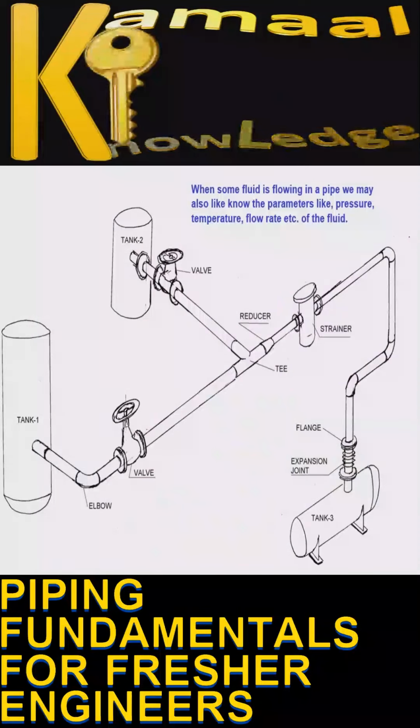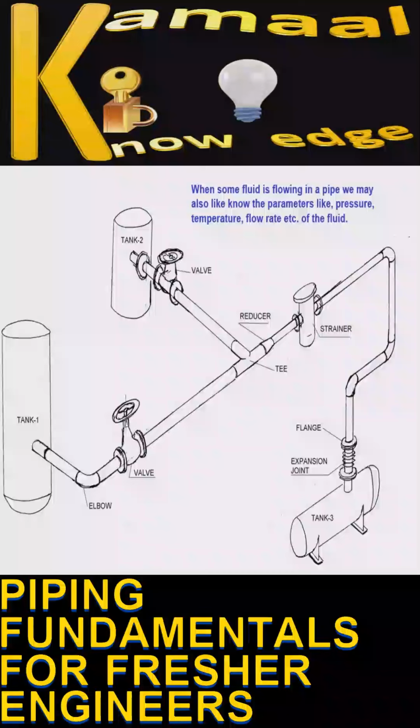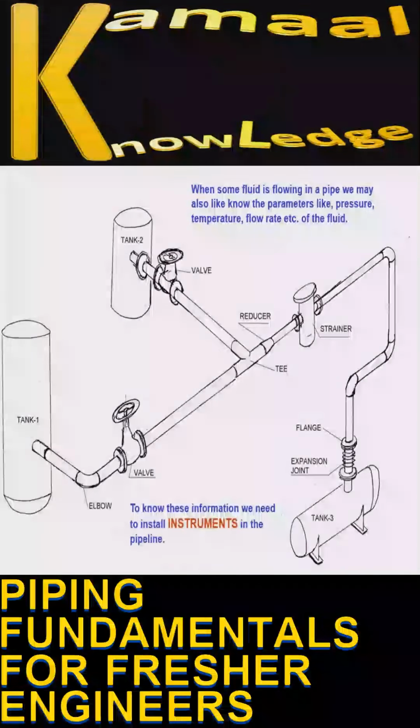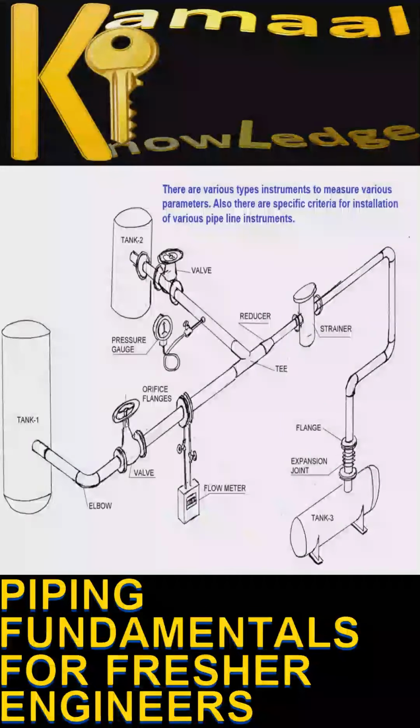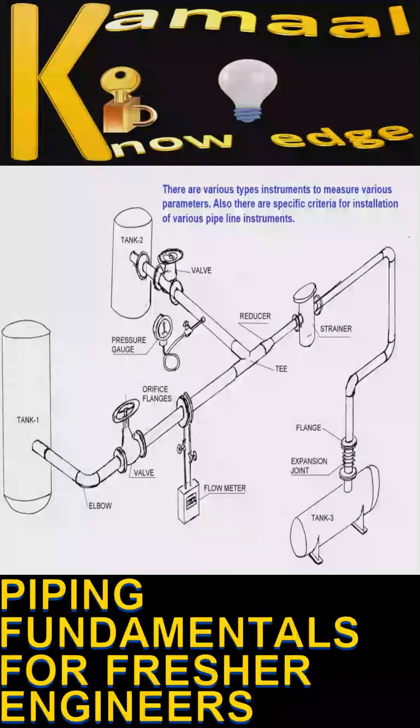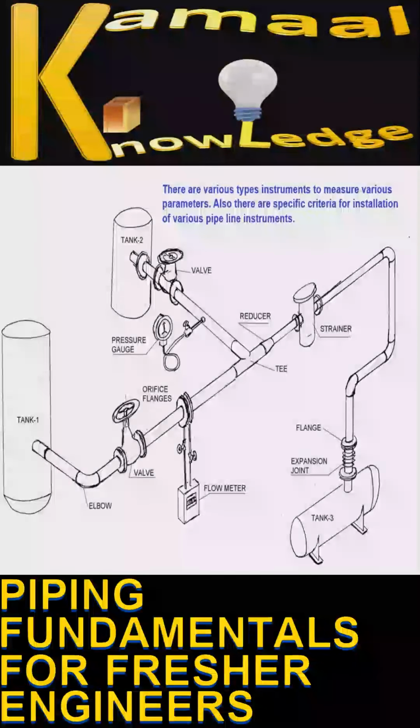When some fluid is flowing in a pipe we may also want to know parameters like pressure, temperature, flow rate, etc. of the fluid. To know this information we need to install instruments in the pipeline. There are various types of instruments to measure various parameters. Also there are specific criteria for installation of various pipeline instruments.